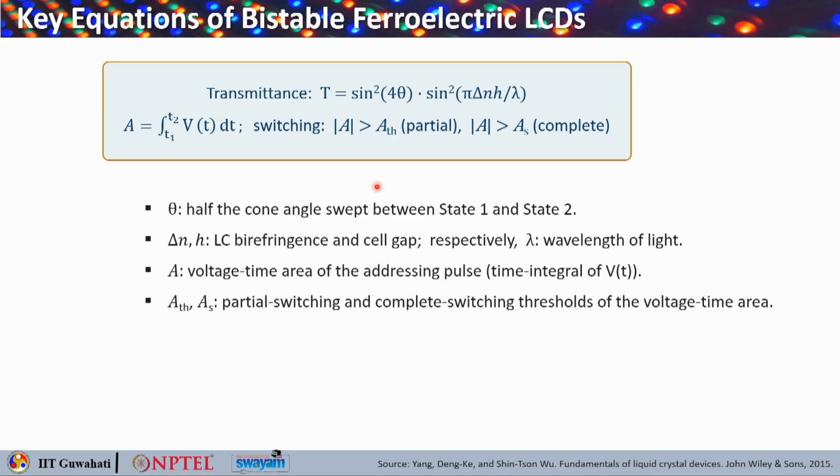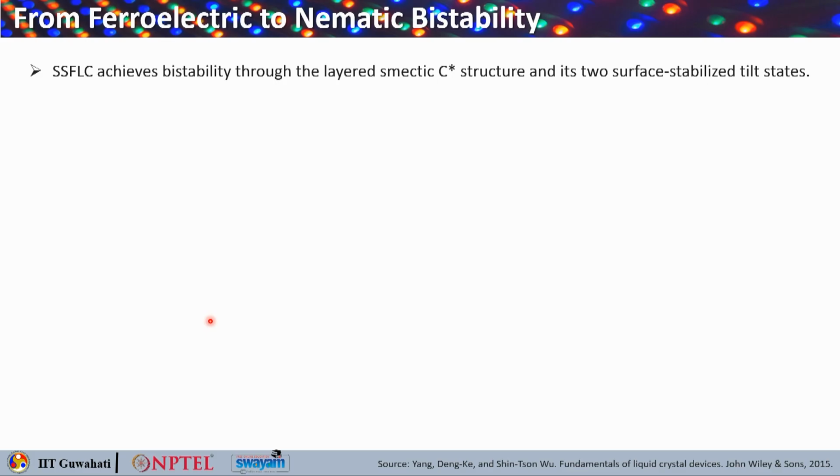Theta is the half cone angle swept between state 1 and state 2, delta n is the birefringence, h is the cell gap, lambda is the wavelength of light, and A, as I already mentioned, is the voltage time area of the addressing pulse, that is the time integral of V(t). These are the partial switching and the complete switching thresholds of the voltage time area curve. Now, SSFLCs achieve bistability through the layered smectic structure and its two surface stabilized tilt states.